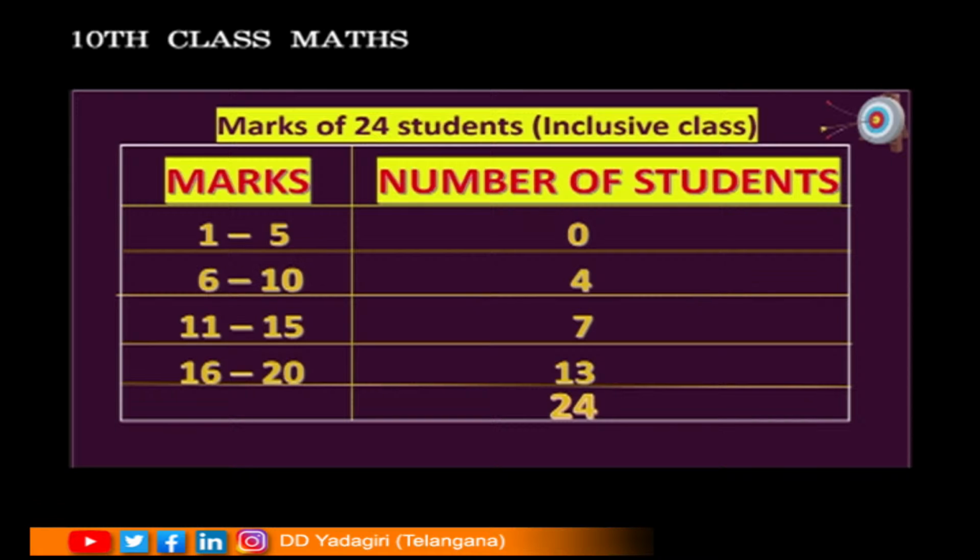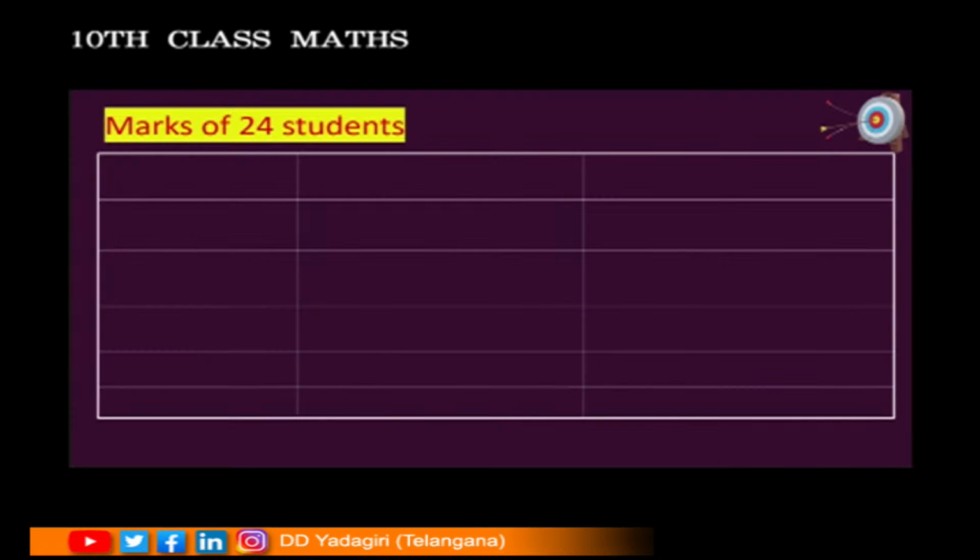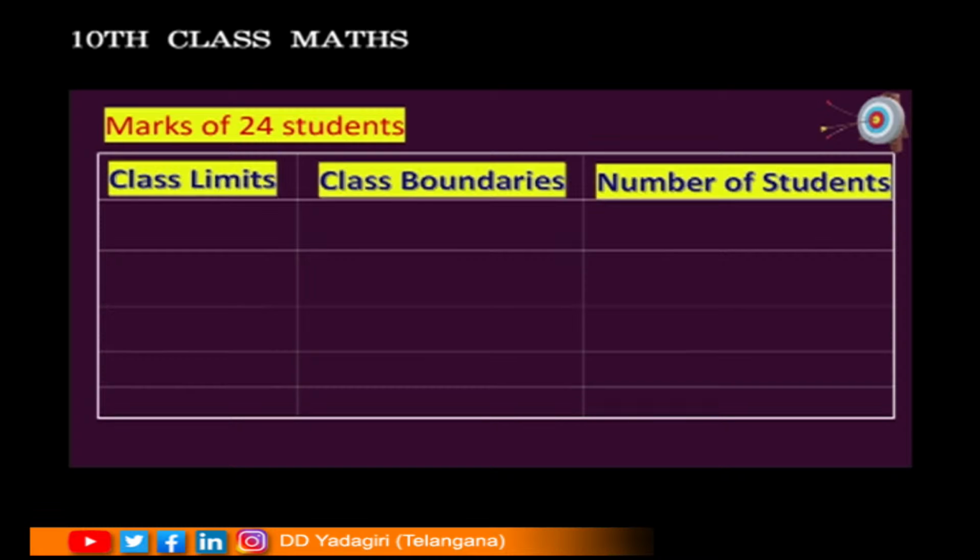Srija of the same class has taken the table and she has prepared the table in a different format. Why has she prepared it in a different format? You observe that if you get a mark as 5.5, you cannot place it in either the first class interval or the second class interval or any other place. So for that reason, Srija has taken another column where she has put class boundaries, taking the class limits as 1, 5, 6, 10, 11, 15 and 16, 20.